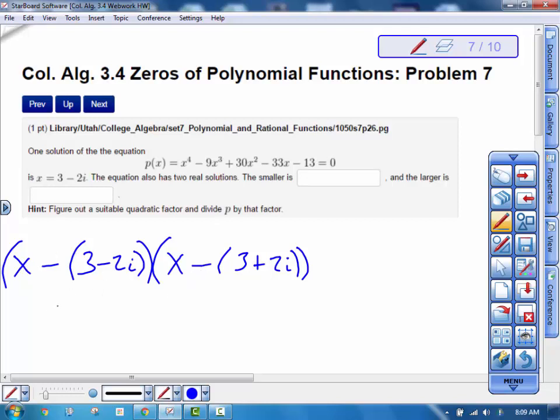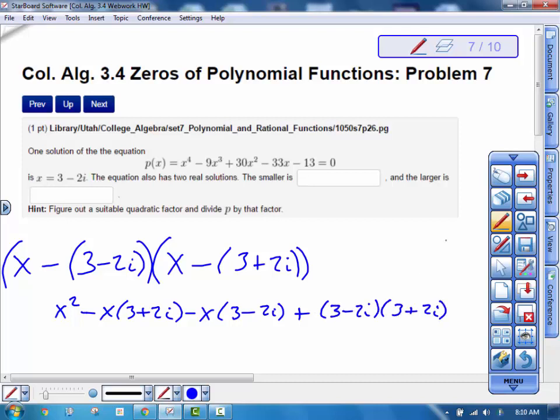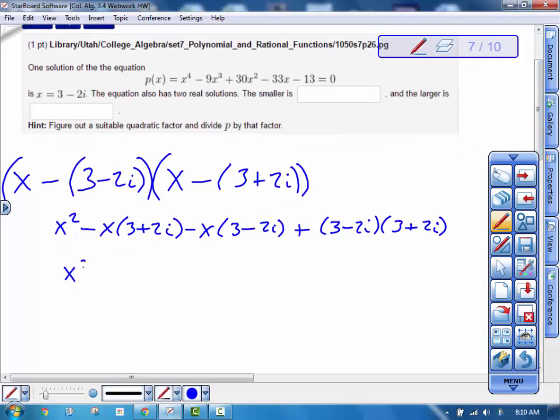All right, so let's multiply this out. We get x squared minus x times 3 plus 2i minus x times 3 minus 2i, and then plus 3 minus 2i times 3 plus 2i. And like the last problem, at least with x squared, we know we're going to have negative 6x here. If you follow the pattern from the last one, the same thing happens. These xi terms always cancel, always. So we always end up getting whatever this is times 2. And you can FOIL this out to see that.